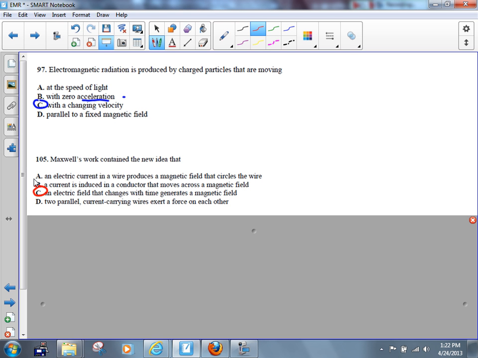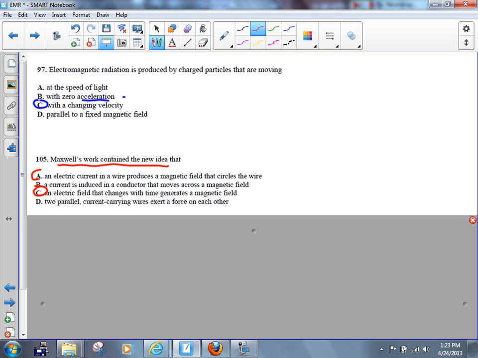How could we change this question? How could we make this question correct for A? Okay, what could we change in the stem of the question to make A the correct answer? Yeah, let's change it from Maxwell to another guy. What guy suggested that an electric current produces a magnetic field that circles the wire? That Ørsted, yeah, good. That guy. As Nick said, it's Ørsted.